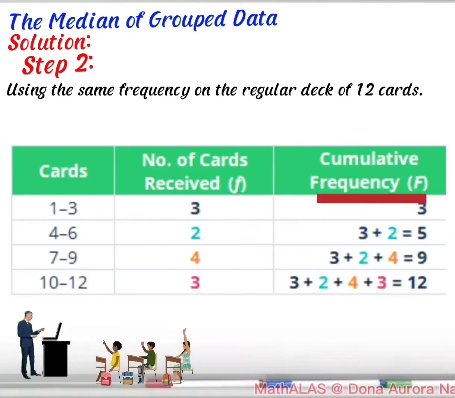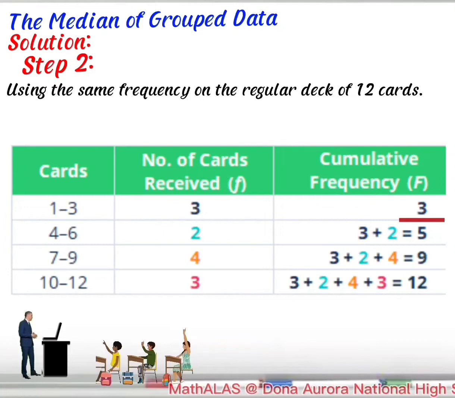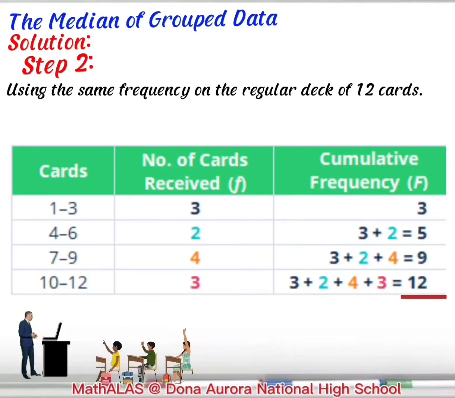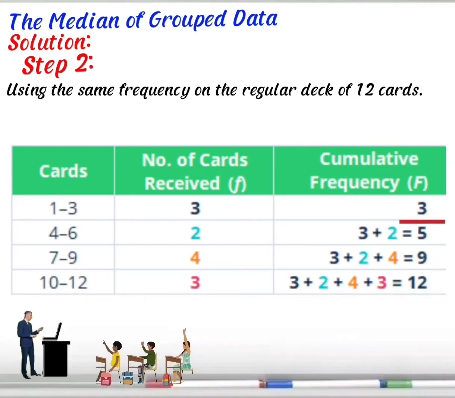Okay ba? Step 2, fill up the cumulative frequencies. First, write 3. Add 3 to 2. That is 5. Add 5 to 4 equals 9. Then, add 9 to 3. The sum is 12. Did you get it? Therefore, our cumulative frequencies are 3, 5, 9, and 12.